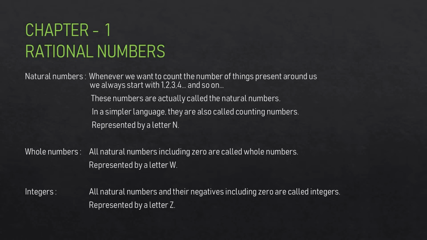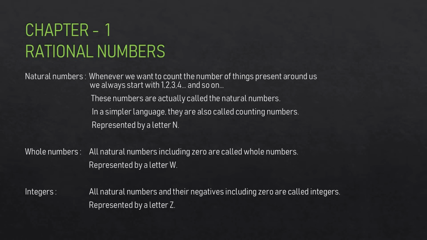Next is whole numbers. What are whole numbers? All natural numbers including 0 are called whole numbers. They are represented by letter W. Next, integers. Integers you have studied very well in your class 7th. All natural numbers and the negatives including 0 are called integers and they are represented by letter Z.